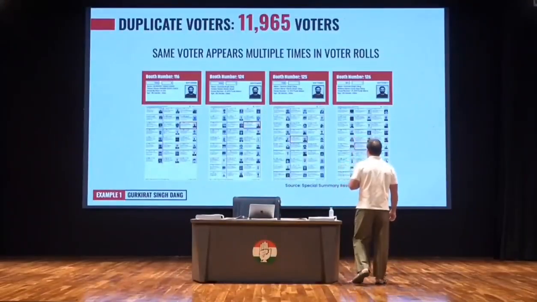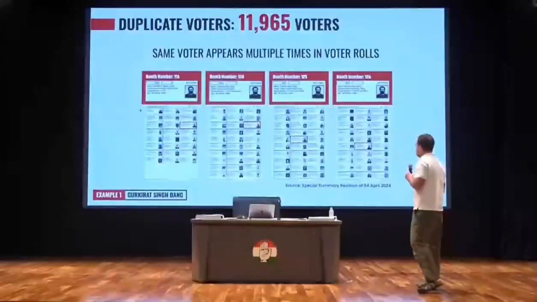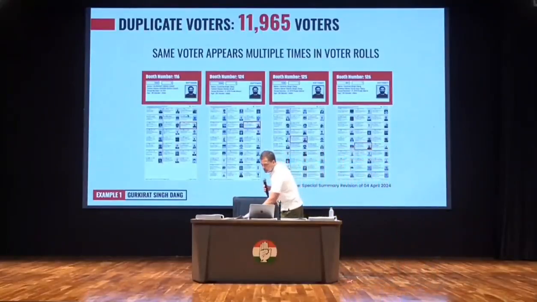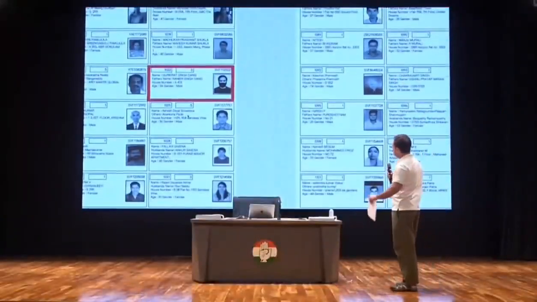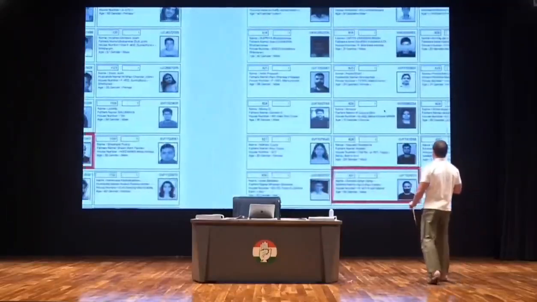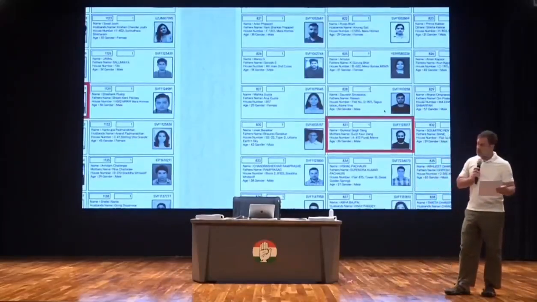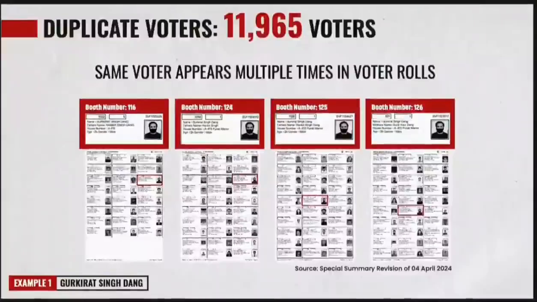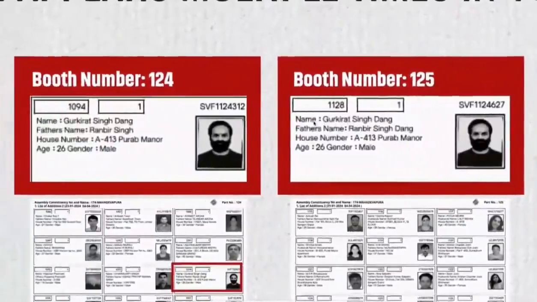Here is a duplicate voter. There are 11,965 voters of this type. This is the gentleman called Gurkirat Singh Dang. Here he is. Can you zoom in? Gurkirat Singh Dang appears once, twice, 3 times, 4 times, in 4 different polling booths in the constituency. He is the same name, the same address, the same person, 4 different polling booths. And this is not just one person, this is thousands of people in one assembly.